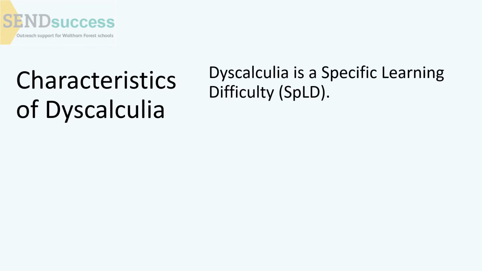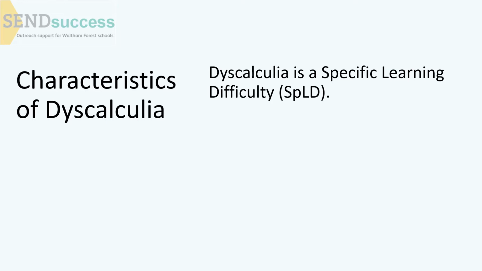Characteristics of dyscalculia. Dyscalculia is a specific learning difficulty. It comes under the same umbrella as dyslexia, meaning that an individual with a diagnosis will usually be cognitively able in all other areas and only have problems with their learning in mathematics. In relation to dyslexia, it's thought that research into dyscalculia is about 10 years behind where dyslexia is. There's much less known about the condition, but it is a growing speciality.